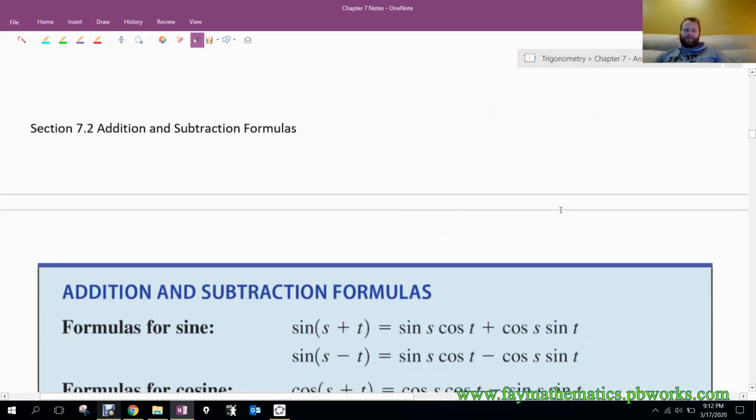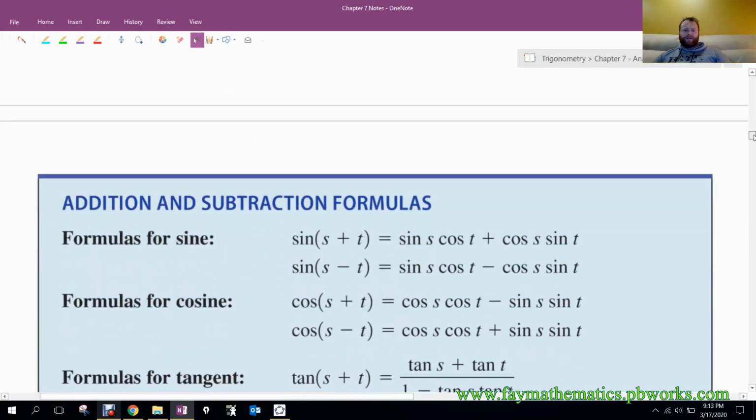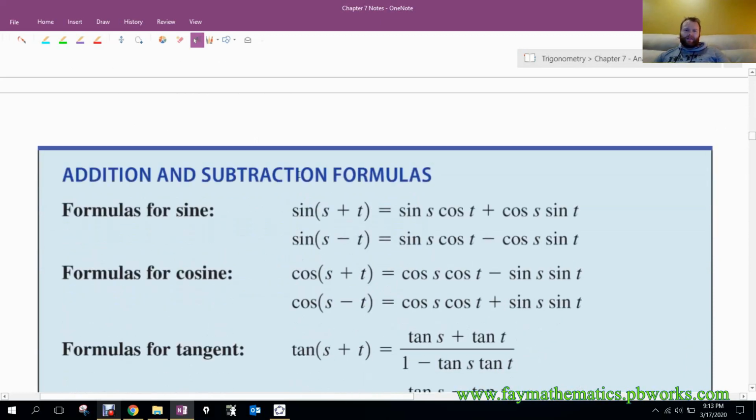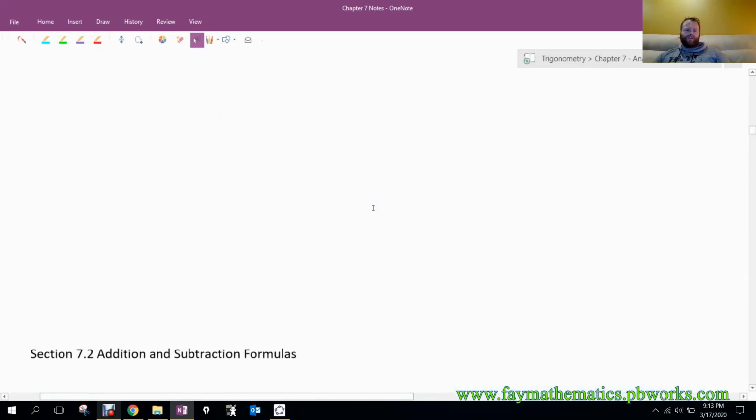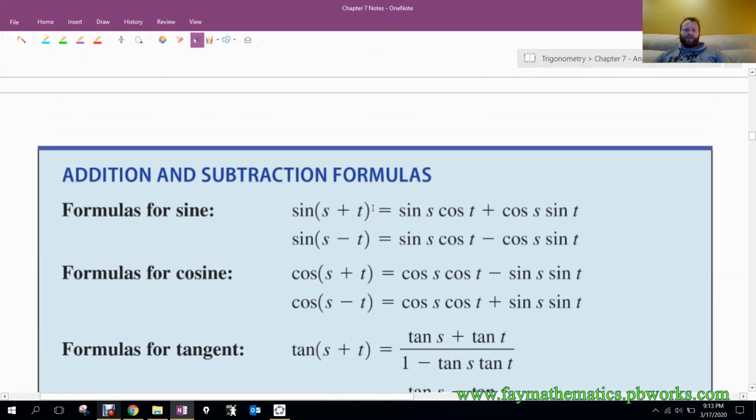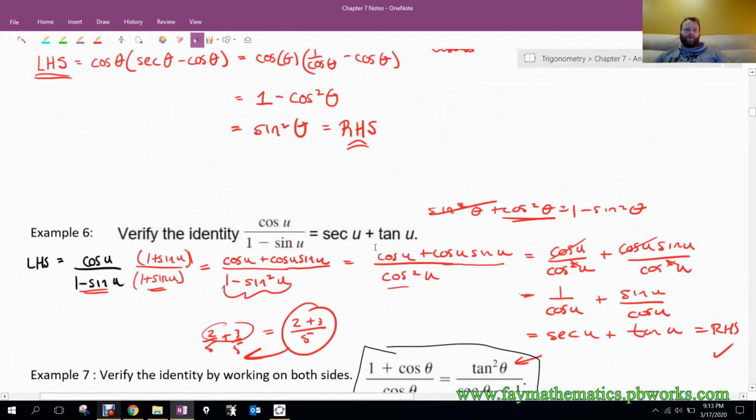I'm going to post an assignment over 7.1 on WebAssign. The next time I post something, which will be 2 days from now, or Friday I guess, we will go over these addition and subtraction formulas. I think you'll prefer these over maybe what we're doing here.